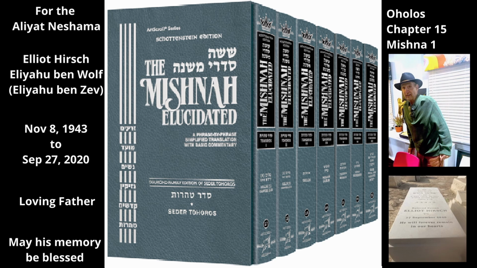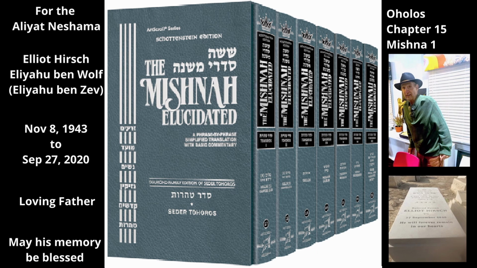A thick woolen garment or a thick beam do not act as ohelim to spread tuma to everything that is beneath them, unless they are at least a tefach above the ground. The tefach is measured from the bottom of the ohel and not from the top. Therefore, the entire garment or beam must be at least a tefach from the ground.